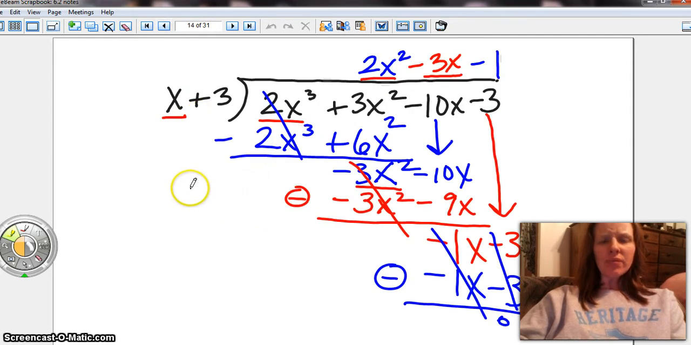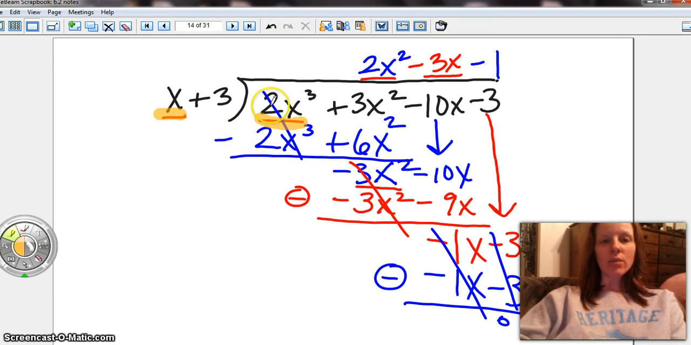So let me go through this one. We've got x plus 3 dividing into 2x to the third plus 3x squared minus 10x minus 3. We just look at our front terms to know what we're dividing into. So we've got x dividing into 2x to the third. That goes 2x to the second times, and then we multiply this by our divisor, which gives us 2x to the third plus 6x squared.